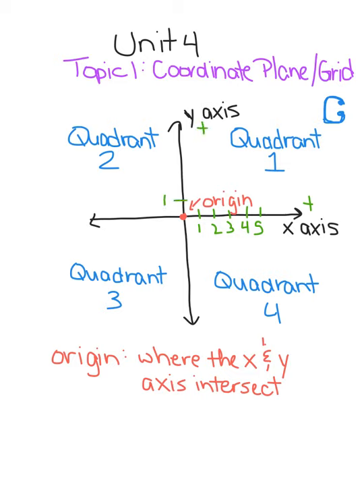So this would be positive 1, this would be positive 2, this would be positive 3, this would be positive 4, and so forth, right? We can keep going up the y-axis positives. So positives are to the right, and positives are going up. On the contrary to that, the negatives are going to the left. So negative 1, negative 2, negative 3, negative 4, and so on.